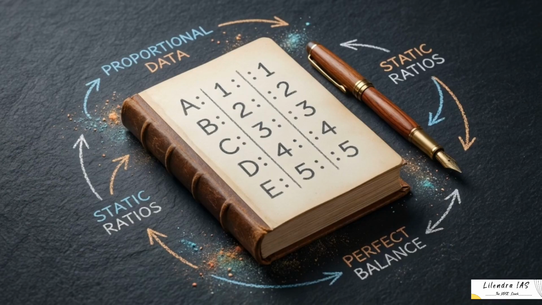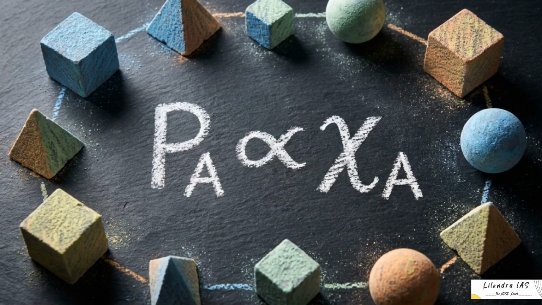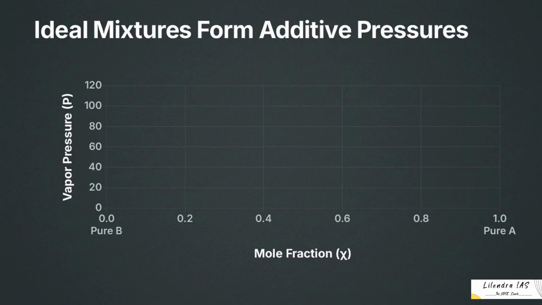Through this exhaustive measurement, Raoult identified a strict proportionality. He established that the partial vapor pressure of each individual component in a mixture is directly proportional to its specific mole fraction. This chart maps concentration, or mole fraction, on the x-axis against vapor pressure on the y-axis.